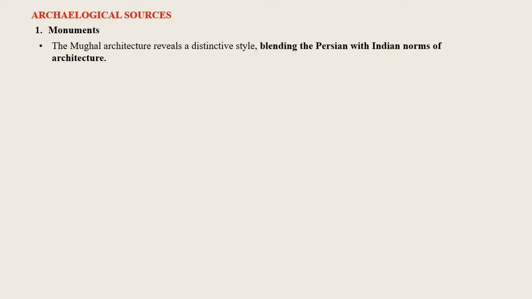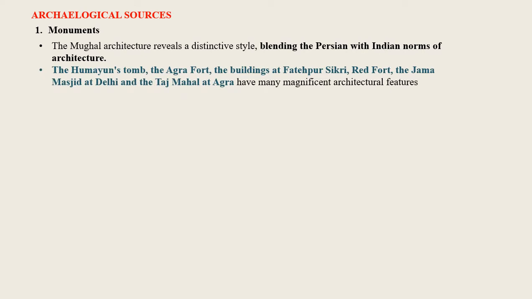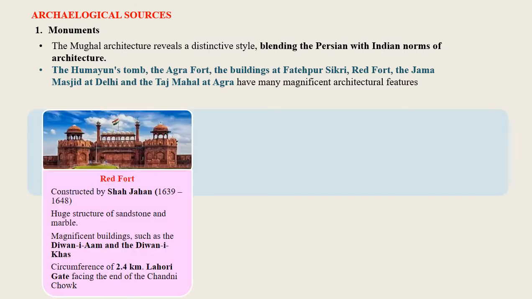Archaeological sources. Monuments. The Mughal architecture reveals a distinctive style blending the Persian with Indian norms of architecture. The Humayun's tomb, the Agra Fort, the buildings at Fatehpur Sikri, Red Fort, the Jama Masjid at Delhi, and the Taj Mahal at Agra have many magnificent architectural features such as pronounced domes, slender turrets, and gates opening under grand arches.